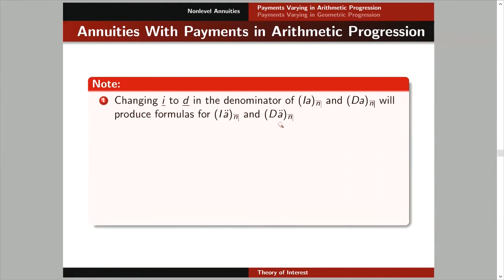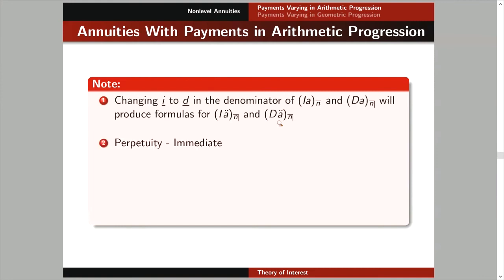Of course, don't worry about the accumulated values. Once you know the present values, all you have to do is multiply these present values by 1 plus i raised to n to get the corresponding accumulated values. And we have a second note here.